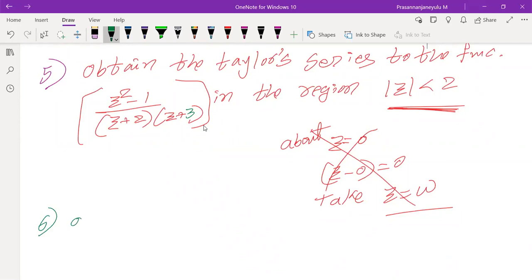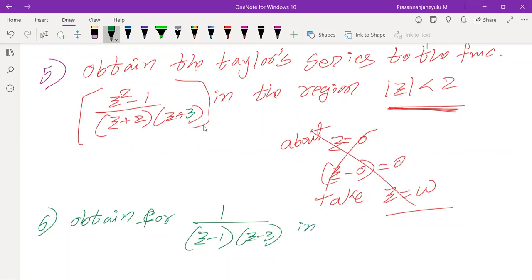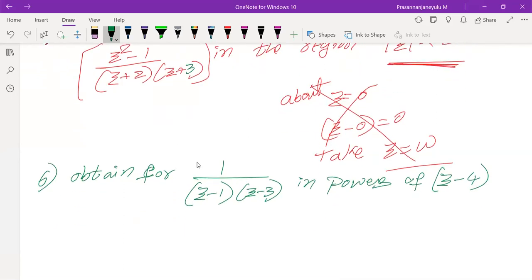Obtain Taylor series for 1 by z minus 1 into z minus 3 in powers of z minus 4 and determine the region of convergence. Okay, so any doubts are there, then you can ask, otherwise you can leave.